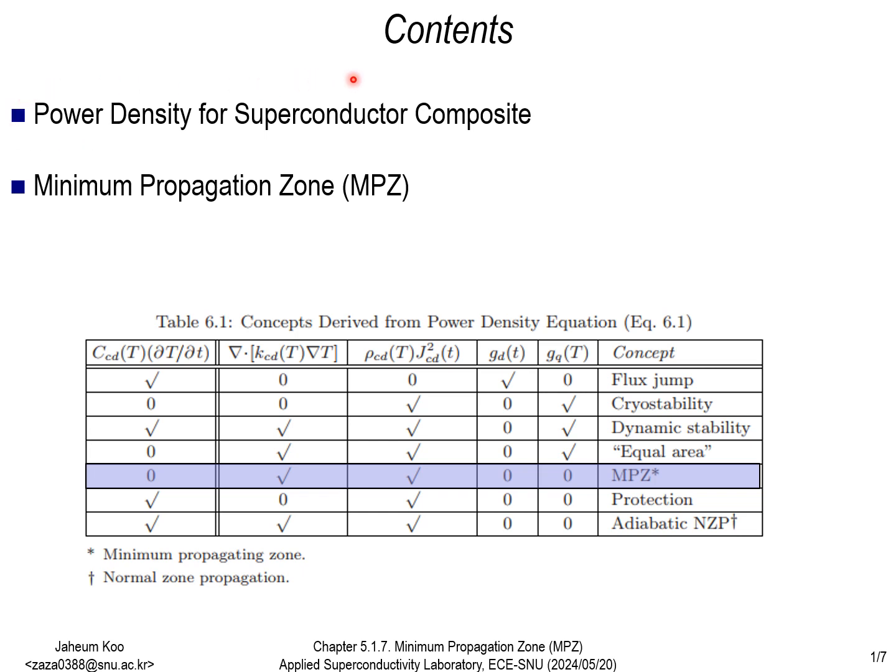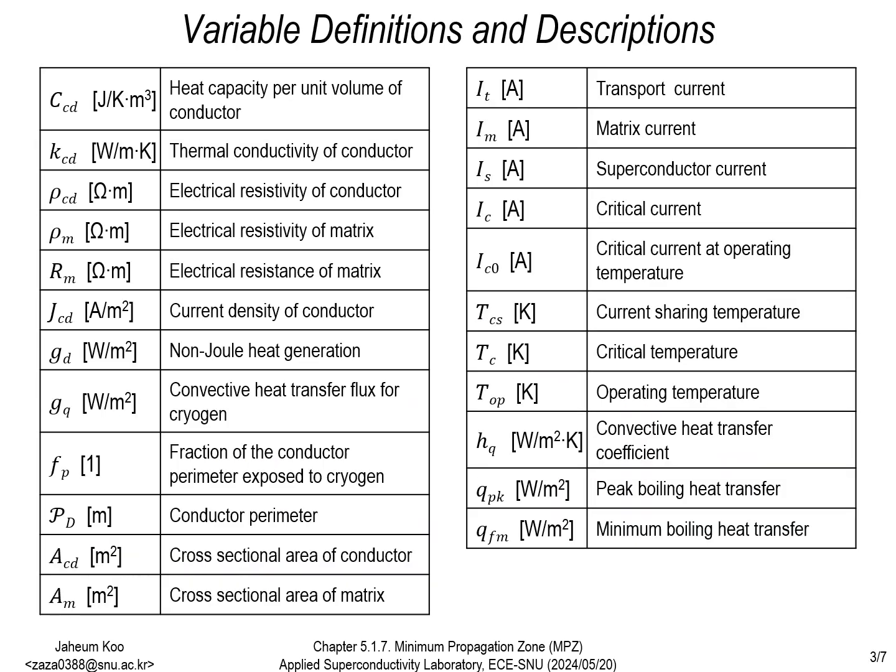First, we will discuss the power density for superconductor composite. Next, we will explain about the minimum propagation zone, the MPZ. This page contains parameters commonly used in Chapter 5.